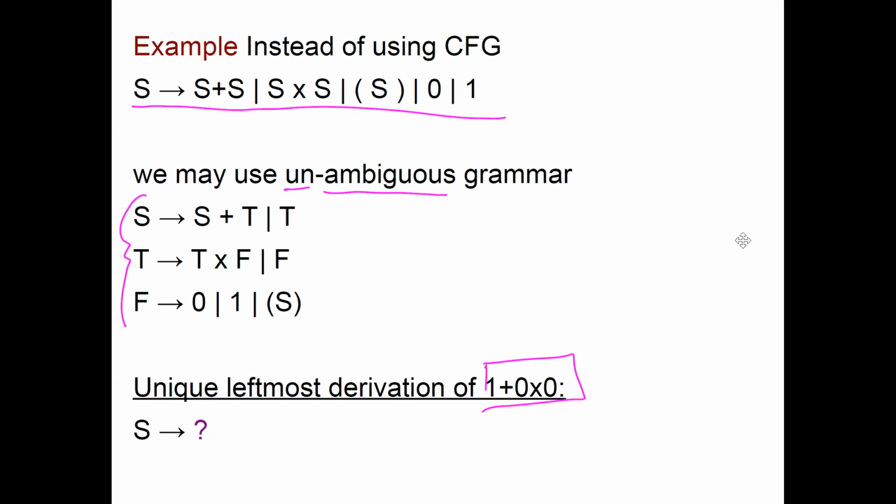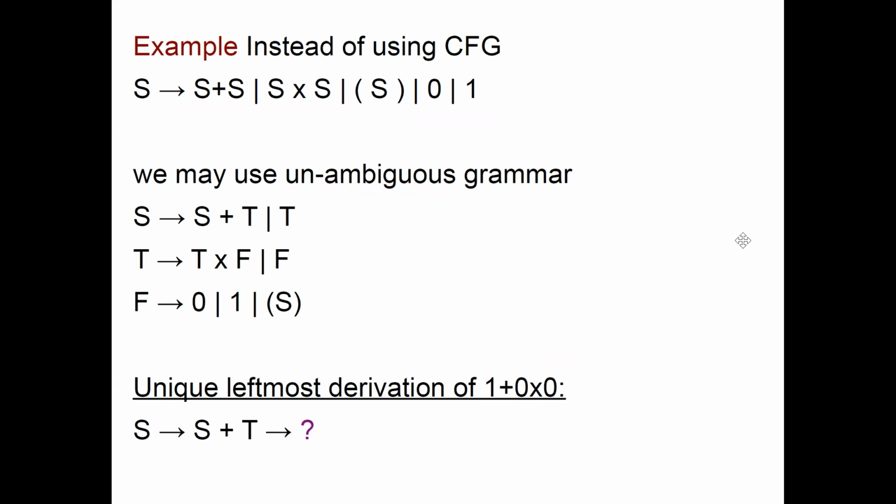So what is it? This derivation will force us to pick an order for the operations. Can you guess? The first step is to expand S into S plus T. Now we have to be leftmost, so we're going to do what? We're going to expand S into T. And then again, we have to be leftmost, so this T has to be expanded into F, and finally F into a 1. Now we have 1 plus T.